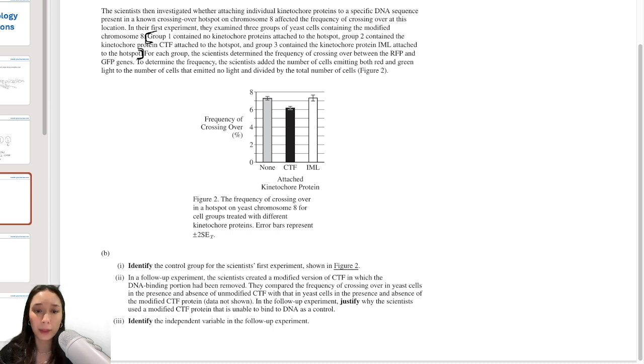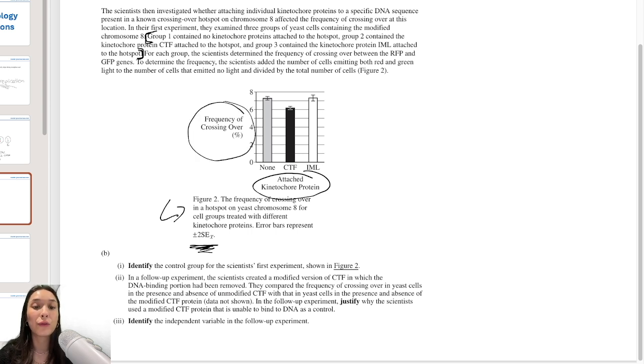So if we look at our diagram here, again, always read your figure captions. It says the frequency of crossing over in a hotspot on yeast chromosome 8 for cell groups treated with different kinetochore proteins. Error bars represent plus or minus 2 standard deviations. Okay. So you have your x-axis, which is attached kinetochore protein. You have 3 groups, which we've already mentioned here. You've got your no kinetochore proteins, CTF kinetochore proteins, and then IML kinetochore proteins. And then on your y-axis here, you have frequency of crossing over as a percentage.